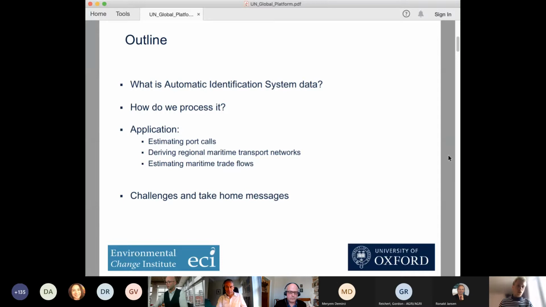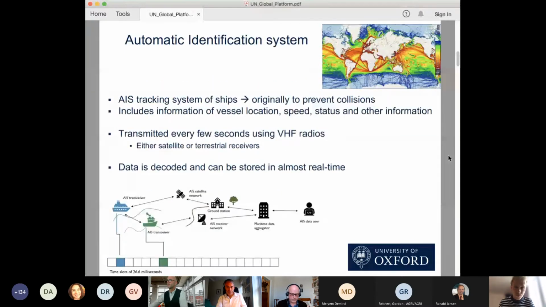Here's a bit of an outline. I start by briefly explaining what the AIS data is and how we process it on the UN global platform, and I will discuss a few applications on estimating port calls, deriving regional maritime transport networks, and estimating maritime trade flows. I also conclude with some of the challenges and take-home messages of the data.